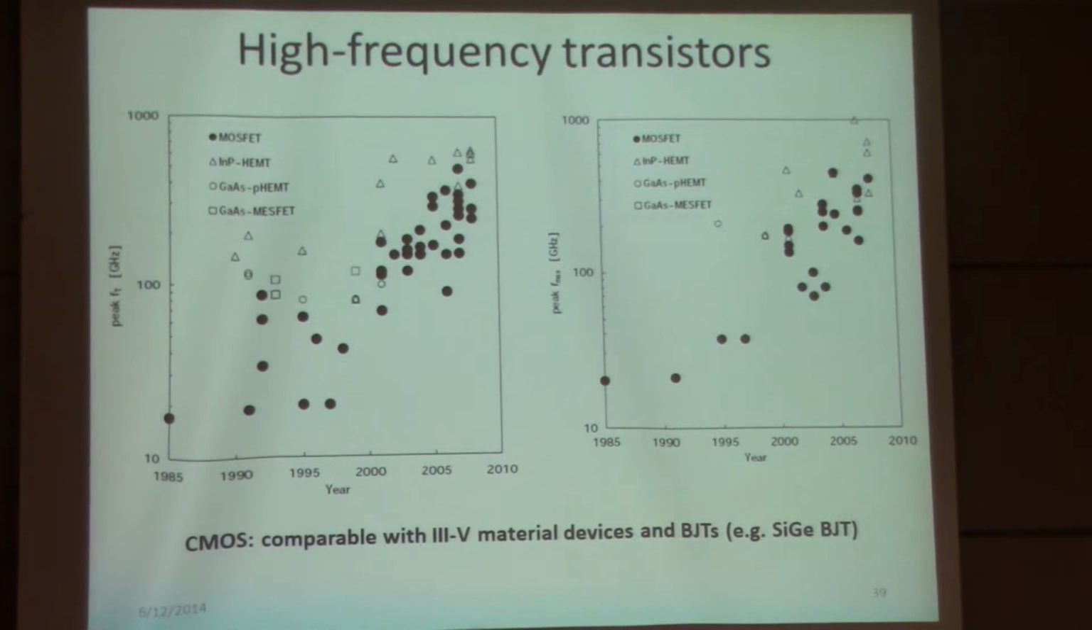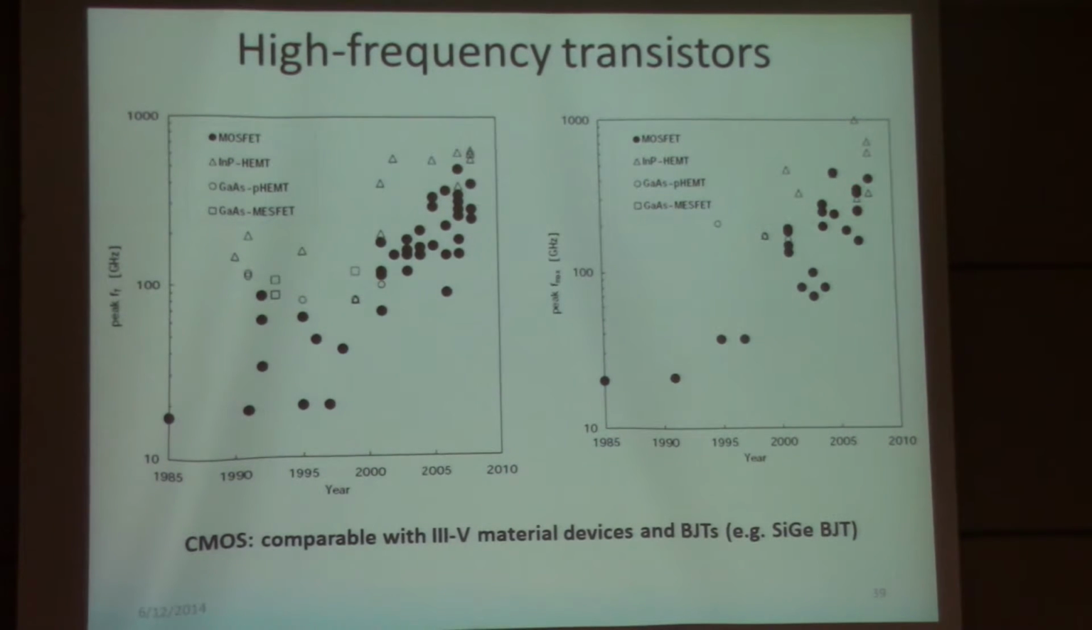If you put this cutoff frequency and maximum oscillation frequency together for different technologies, that's MOSFET. Cutoff frequency wise, it's very close to the highest, indium phosphide transistors. This is the maximum oscillation frequency. Again, MOSFET is in the range of what? 300 gigahertz, 400 gigahertz? That's 2009 even. I guess people are getting better today even. Okay?